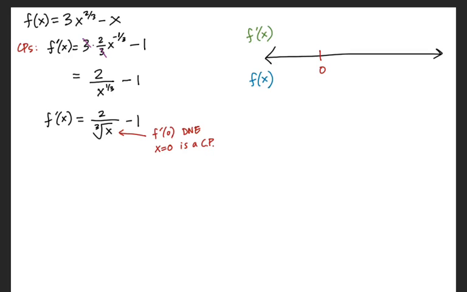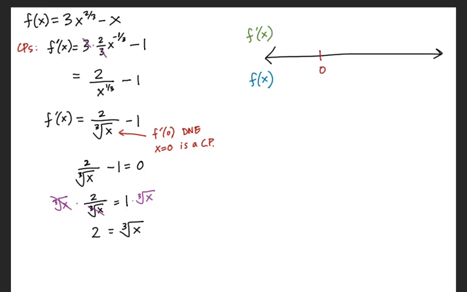Then I also need to figure out where this derivative is equal to 0. So I'm going to add 1 to both sides. I'm going to multiply both sides by the cube root of x, so that I get that cube root of x out of the denominator. So I get 2 equals the cube root of x.